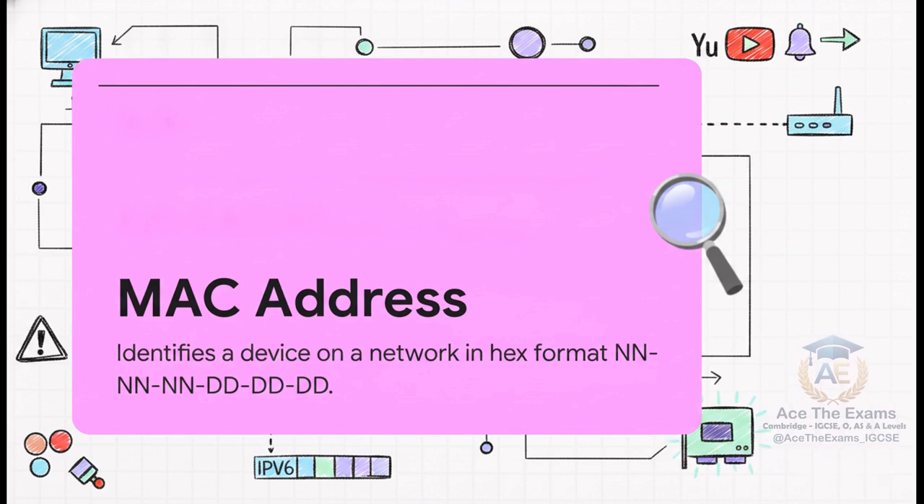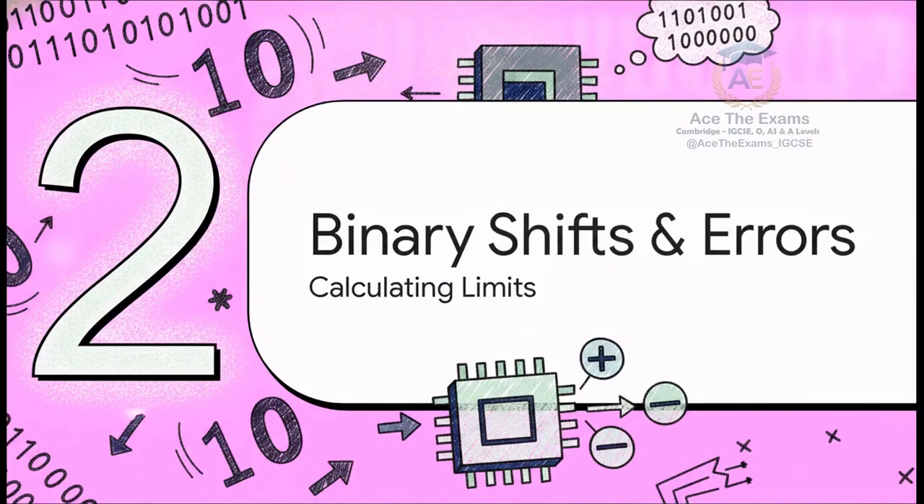For a 3-mark question on hex, your point is that it's used for MAC addresses. Your evidence is the format, showing the manufacturer and serial number. Your explanation is that hex makes this long address easier for network technicians to read and less prone to transcription errors. Do you see the difference? Structure is your armor.